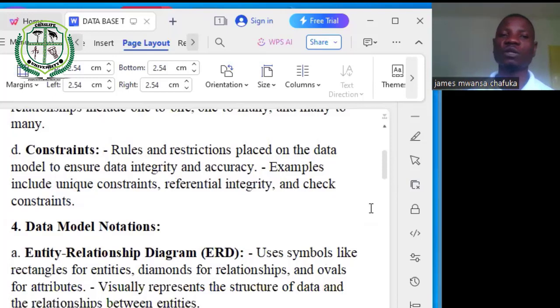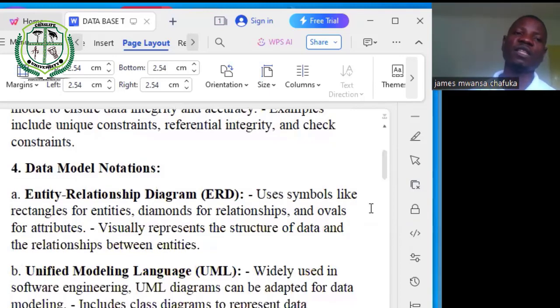When you talk of the constraints, these are rules and restrictions placed on the data model to ensure data integrity and accuracy. Examples include unique constraints, referential integrity, and check constraints. So here, we focus on the rules and restrictions placed on the data model to ensure integrity and accuracy.